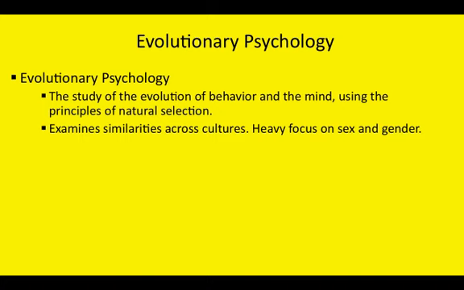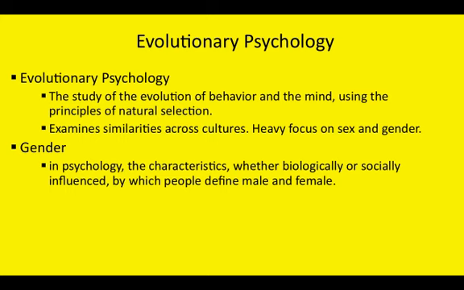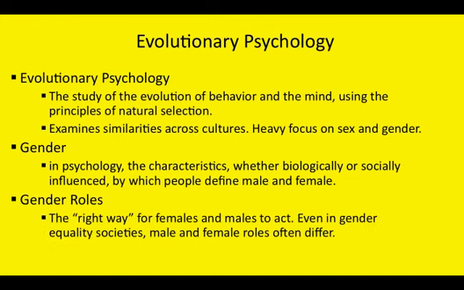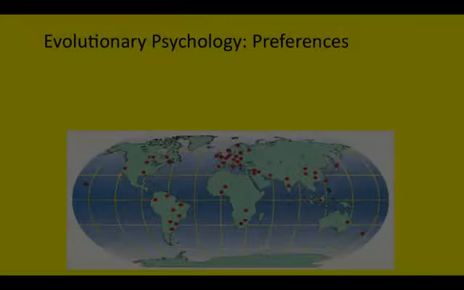Evolutionary psychology has a heavy focus on sex and gender. Gender, in psychology, refers to the characteristics, whether biologically or socially influenced, by which people define male and female. It's not just biology, it's also social influence. Gender roles play a big part in evolutionary psychology. Gender roles are the, quote, right way for females and males to act. Even in gender equality societies, male and female roles often differ.